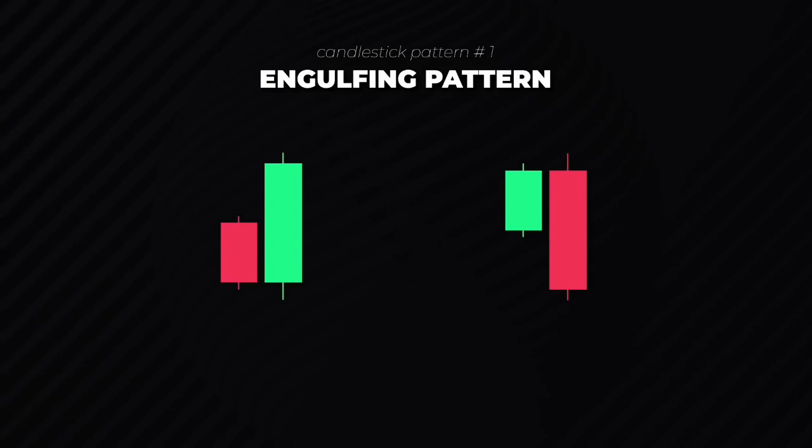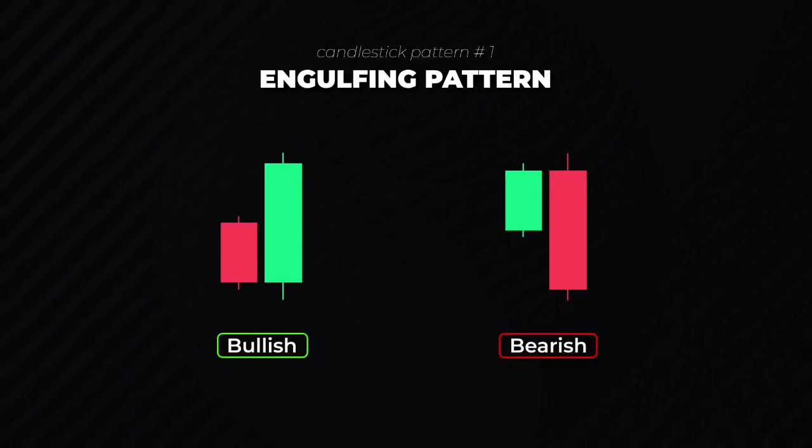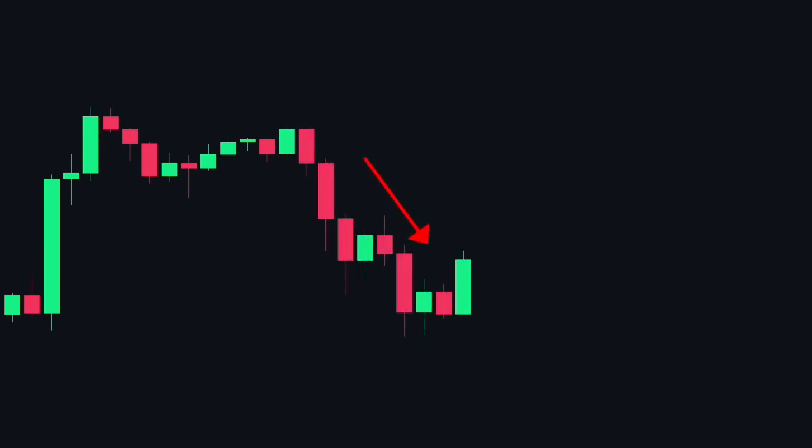There are 2 types of engulfing patterns. Bullish engulfing pattern, which is when the smaller candle is red and the larger candle is green. And bearish engulfing pattern, which is when the smaller candle is green and the larger candle is red. When you see an engulfing pattern on a price chart, it could signal a potential trend reversal. For example, if the price is in a downtrend and a bullish engulfing pattern forms, it may signal an upward reversal, meaning the price could go up.